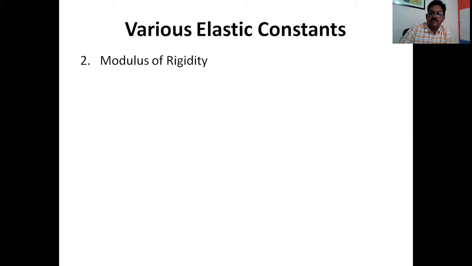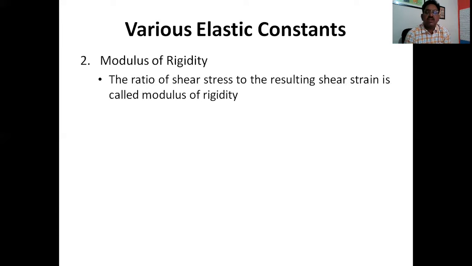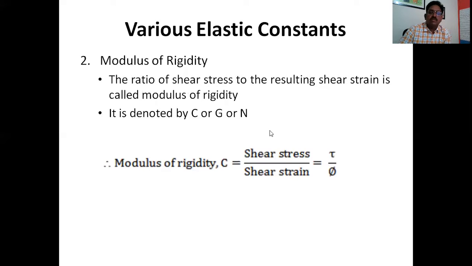The second one is modulus of rigidity. Here, the nature of stress and strain is shear. The ratio of shear stress to the resulting shear strain is called modulus of rigidity. We have seen what shear stress and shear strain are in the last video lesson. It is denoted with the symbols C, G, or N. In some textbooks it is written as C, in others as G or N, depending on the textbook writers. These three are used by various authors. But for our convenience, we will be using C only. So from now onwards, C means modulus of rigidity. Modulus of rigidity C is nothing but shear stress by shear strain, that is tau by phi.